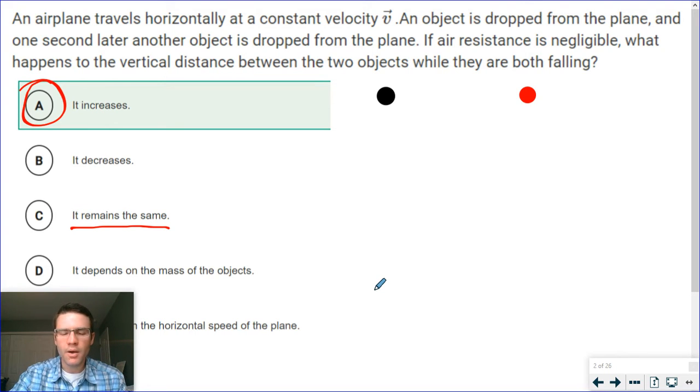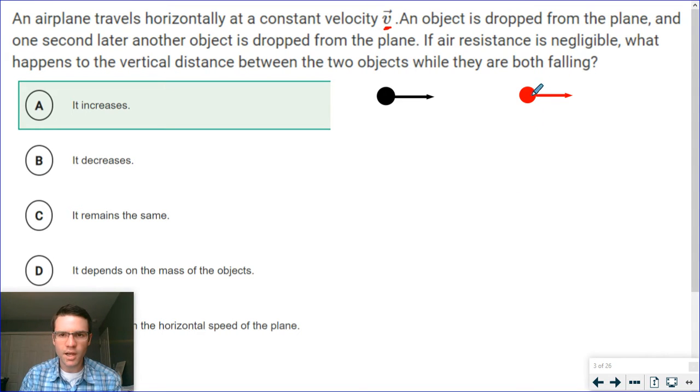And the first thing I want to point out is your horizontal velocity has nothing to do with this problem. If they're both traveling at a constant velocity v, when the black ball is released from the plane as the plane travels, the red ball is still traveling at v horizontally, and the black ball continues to travel at v the whole time that it's falling because air resistance is negligible. In other words, the distance between these two objects as they fall is not going to change.